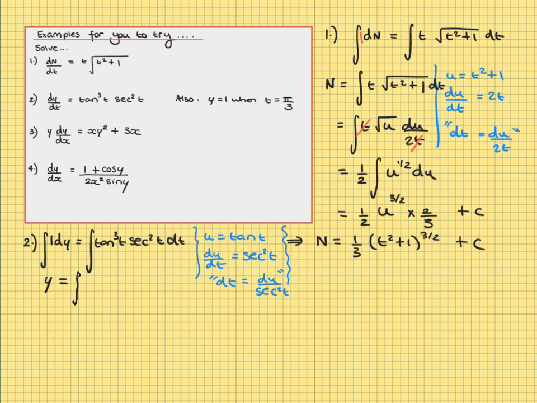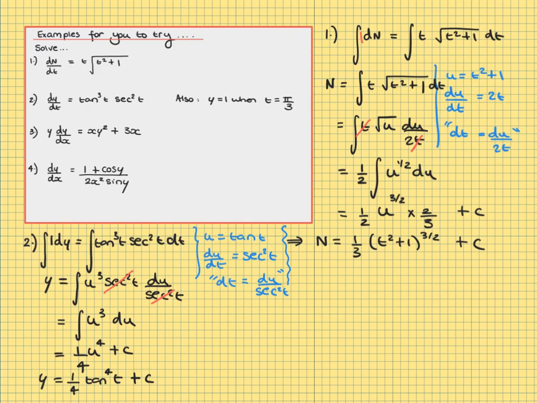So this then becomes the integral of u cubed sec squared t and then du over sec squared t. So this cancels and I'm left with the integral of u cubed du, which of course integrates to a quarter of u to the power of 4 plus c, and this then allows me to write y equals a quarter tan to the 4 t plus c.